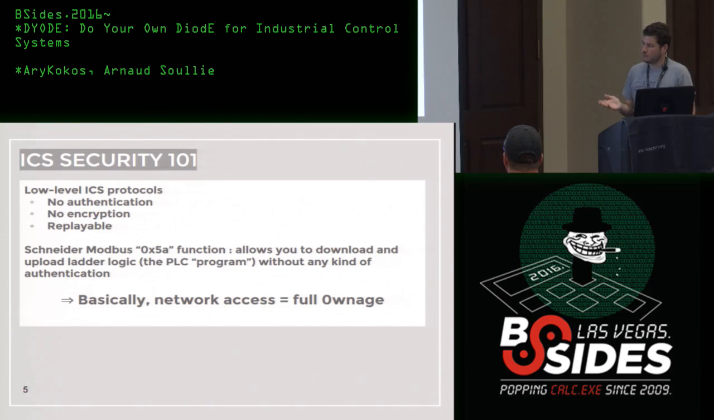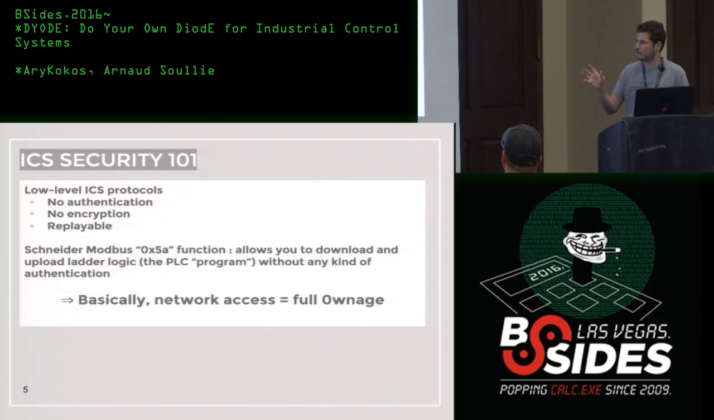For some PLCs, it's worse than for others. For example, on Schneider PLCs, there is an undocumented function they use in the Modbus protocol, the function code 90. And that's what you use to program the PLC. Since it relies on Modbus, which is unauthenticated, that means that if you can reach the PLC from a network point of view, then you are able to download the program that's running, modify it, and then re-upload it.